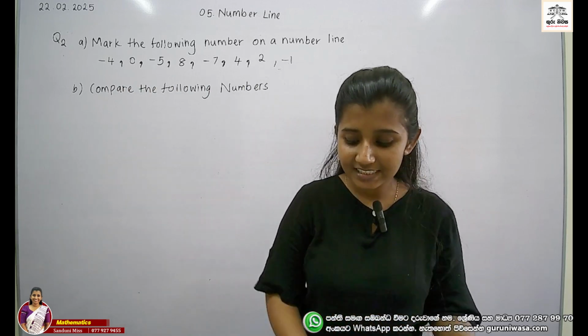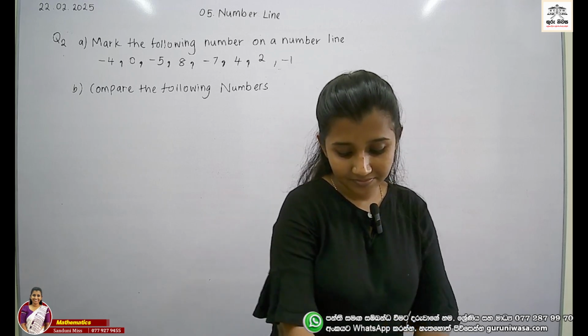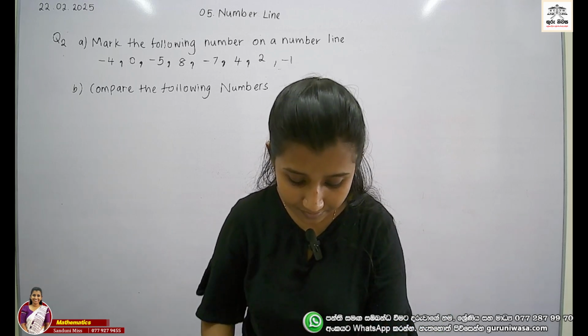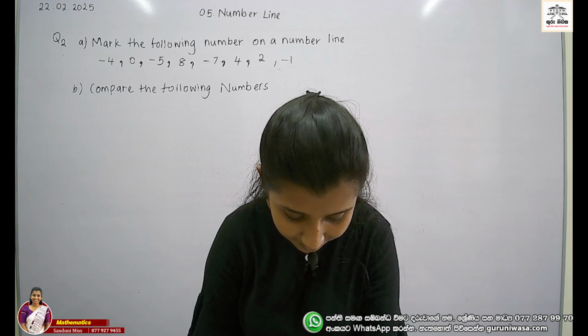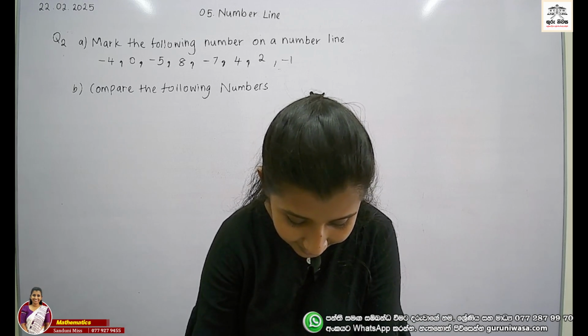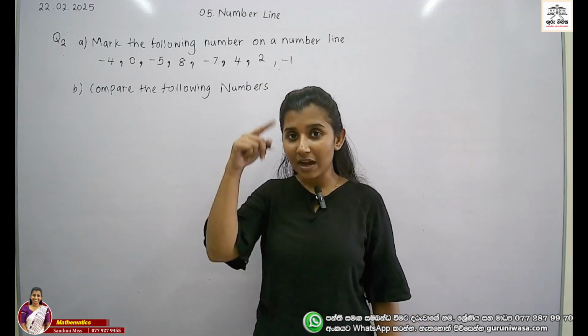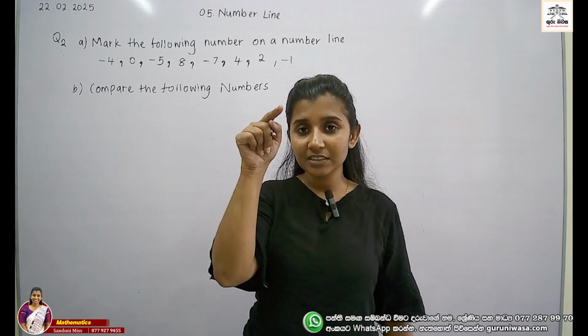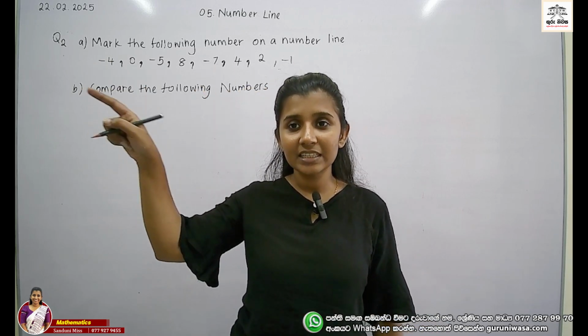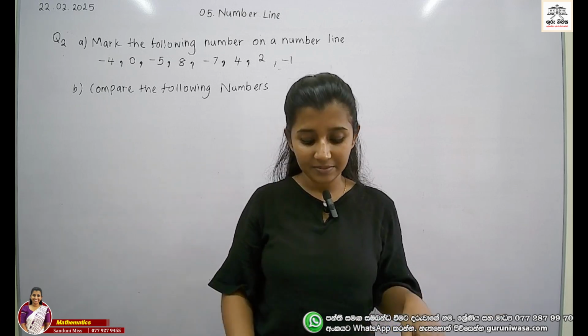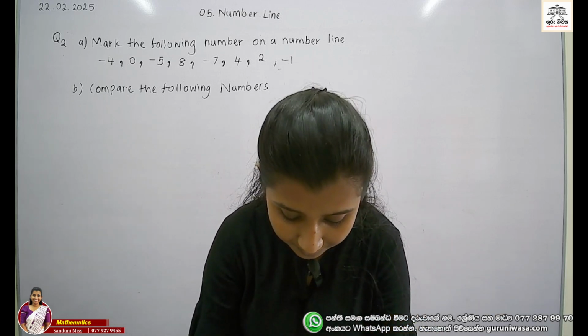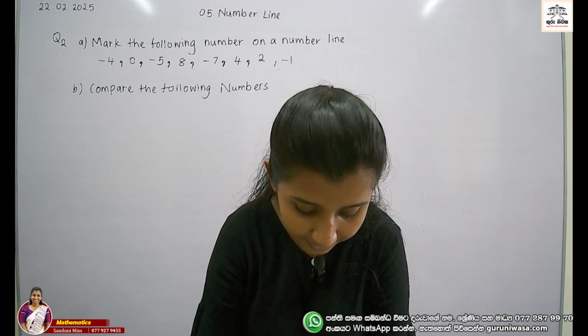So it's like this. If it's negative 4, I have to put a dot on top of the negative 4, on top of the number. That's it. Previously, do you remember, we marked the dot and we labeled it as A, B, C. Now here no labels, just marking the dot. That's it.